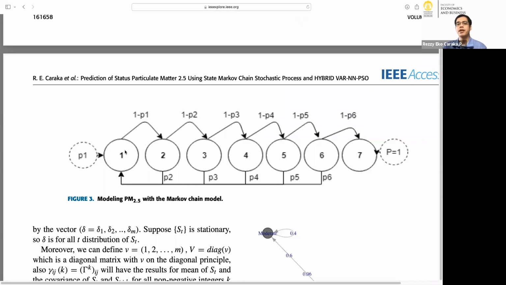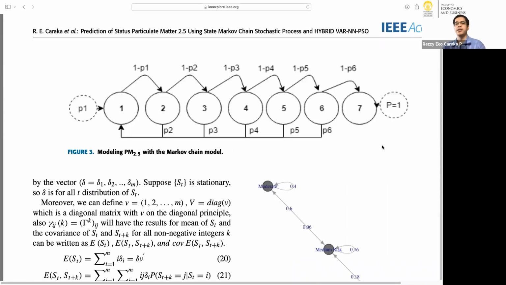For example, I want to predict 7 days ahead. The current conditions start from 1 until 2, and I get the information 1 minus P1. So this is the transition from 1 until 2, and from 2 to 3 it is 1 minus P2, until the last prediction or the last information. I can analyze the difference by 1 minus P6, where P6 means the information from 6 until 7. If I substitute, the information should be 1. So this is the idea of Markov chain analysis.